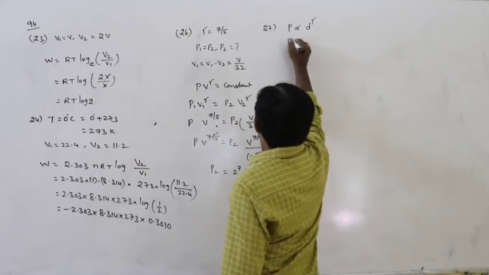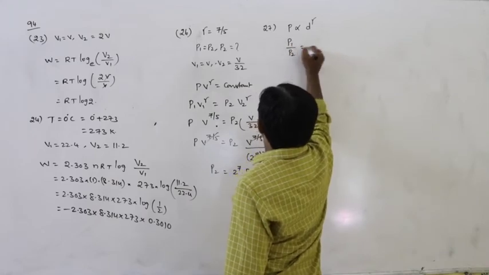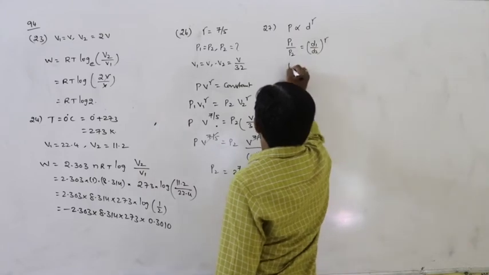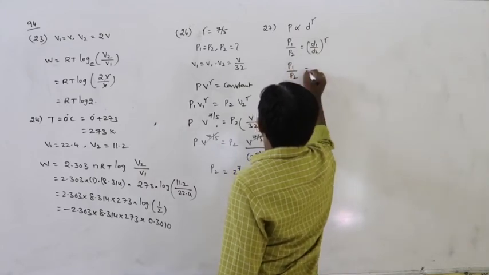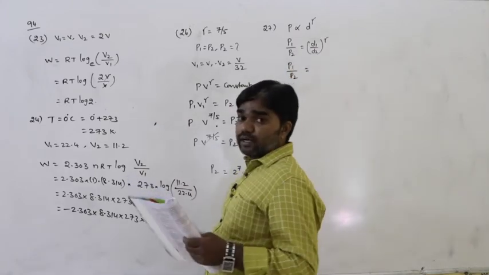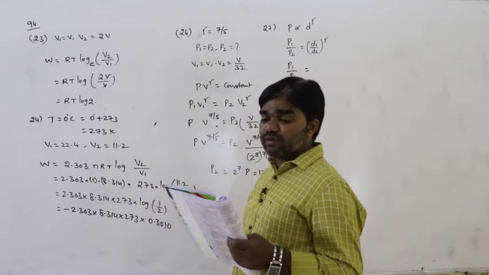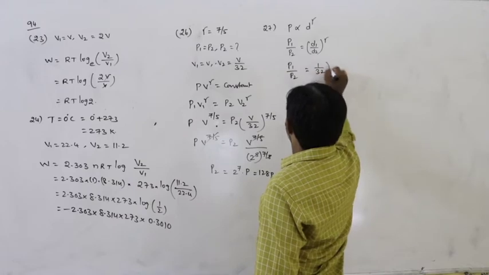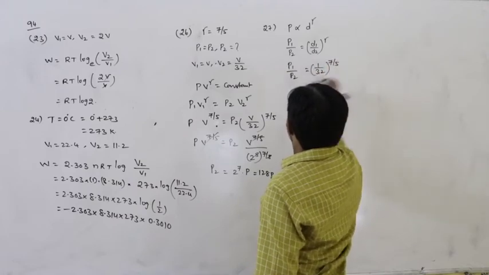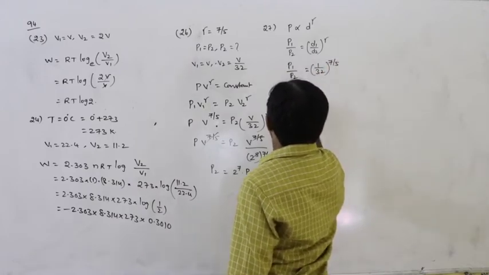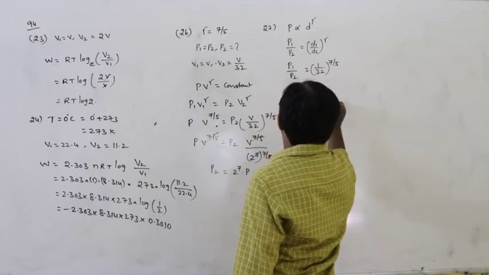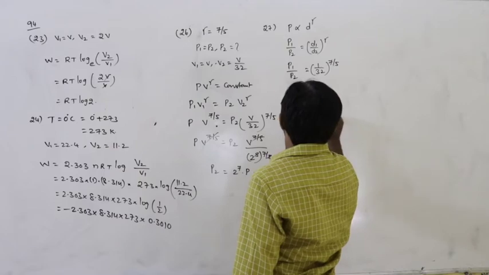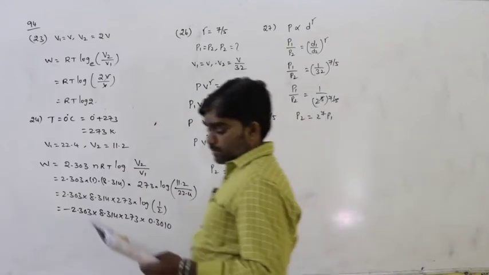So P1 by P2 is equal to D1 by D2, whole power gamma. Here the final density by initial density is given as 32, so initial density by final density is 1 by 32, whole power gamma, which is 7 by 5. So P1 by P2 is equal to 1 by 2 power 5, whole power 7 by 5. So P2 is equal to 2 power 7 P1, the same 128 P.